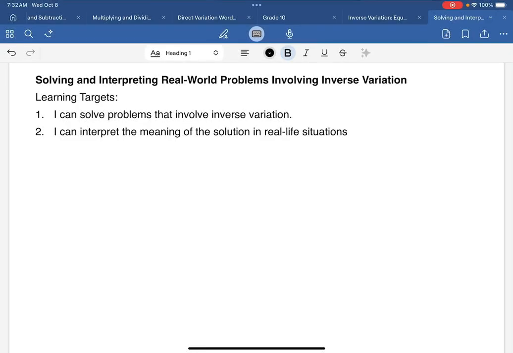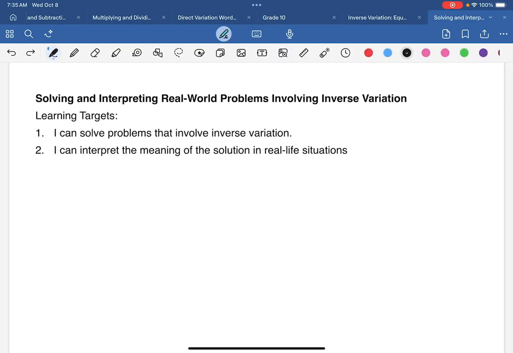Hello, class. Today's lesson is about solving and interpreting real-world problems involving inverse variation. And here are the learning targets. I can solve problems that involve inverse variation, and I can interpret the meaning of the solution in real-life situations.